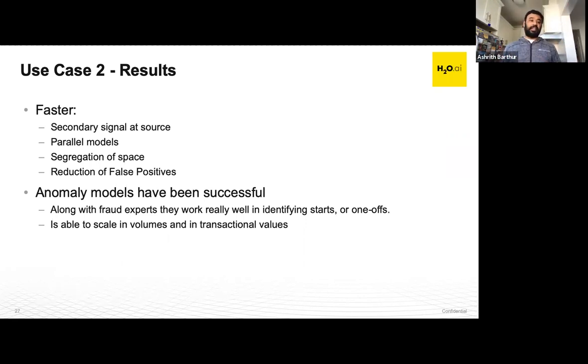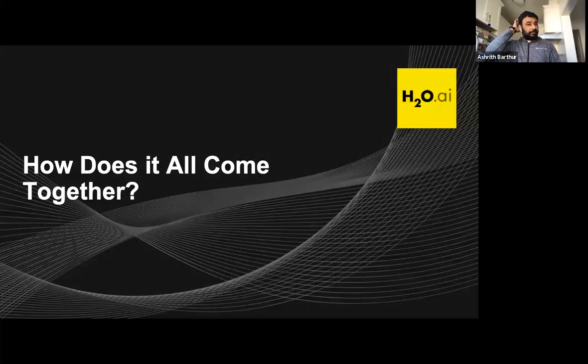False positive reduction was really high. The anomaly models were really successful for us in this case, because they were able to identify all kinds of behavior, even subtle behavior. The advantage of that was they were also able to scale when it came to increase in volumes or increase in transaction levels. So having spoken about these two use cases, I briefly want to take some time, before we start the question and answers. How does all of this come together?